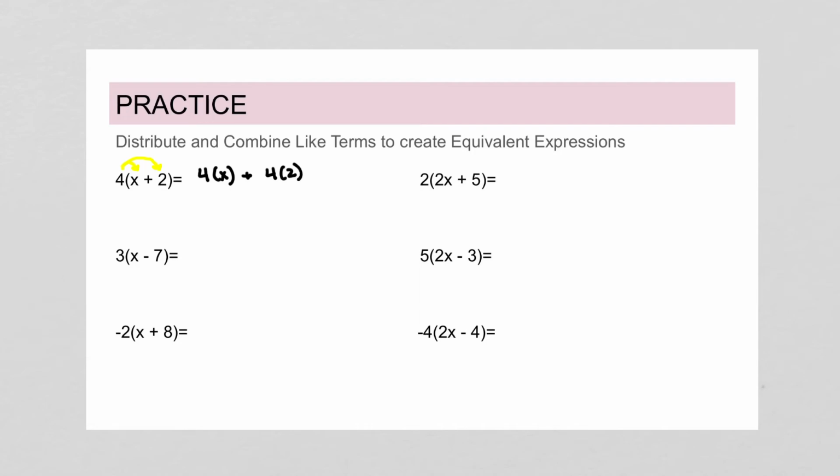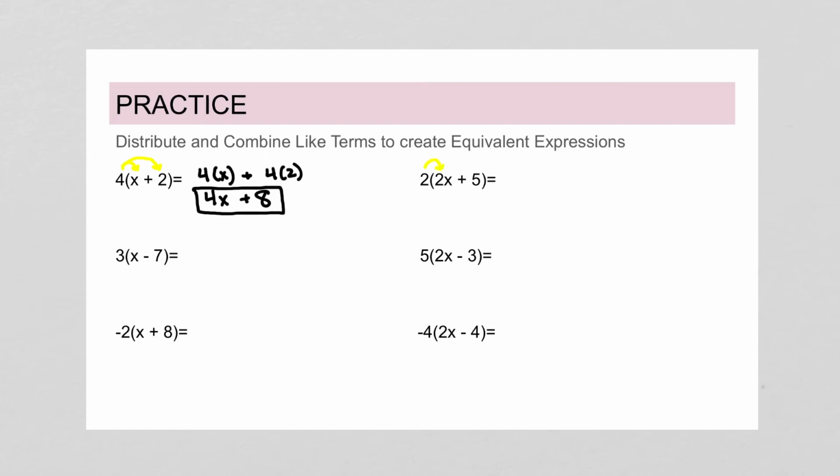So what is 4 times x? Well, we can just write that as 4x. And what is 4 times 2? That is just 8. Well, now we can't put the 4x and the 8 together because one of them has an x and the other one doesn't. So this is as combined and as simplified as we can get it. Let's look at the next one.